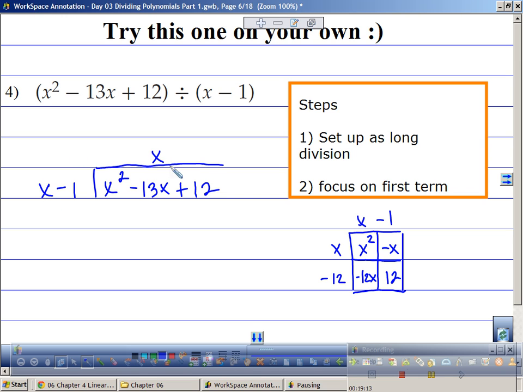Okay, so x should go here. X times -1 is negative x. X times x is x squared. Draw the line. Change the sign. I get negative 12x plus 12. Negative 12 gives me negative 12 and negative 12x. Draw the line. Change the sign. You guys starting to think it's a little bit easier now?